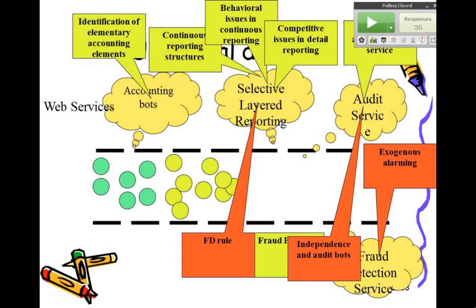So you don't like the FD rule. Okay. It's a pretty good rule to avoid insider trading, to avoid manipulating your auditors, and exactly what you said. There are a lot of unintended consequences in the FD rule.